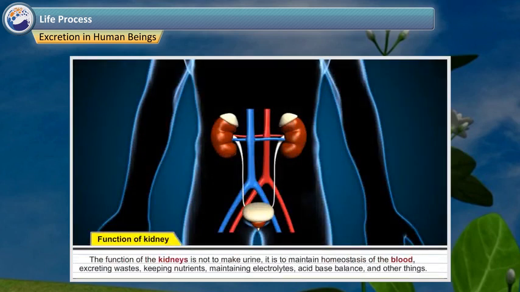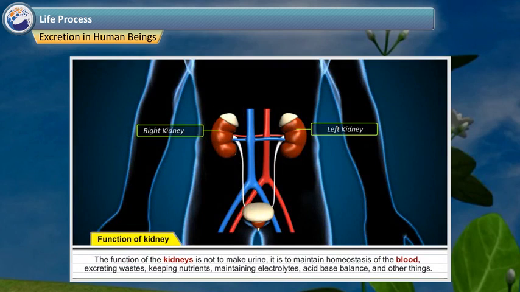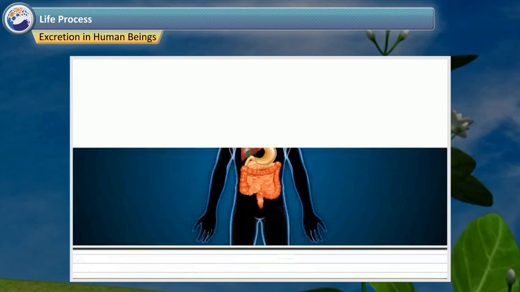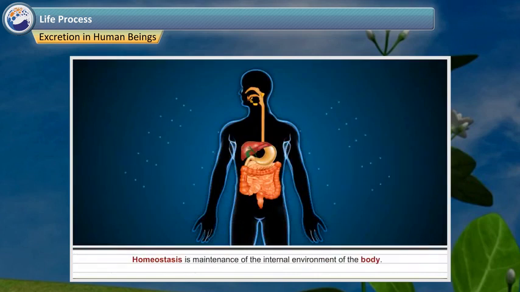Function of kidney. The function of the kidney is not just to make urine, it is to maintain homeostasis of the blood, excreting wastes, keeping nutrients, maintaining electrolytes, acid-base balance, and other things. Homeostasis is maintenance of the internal environment of the body.